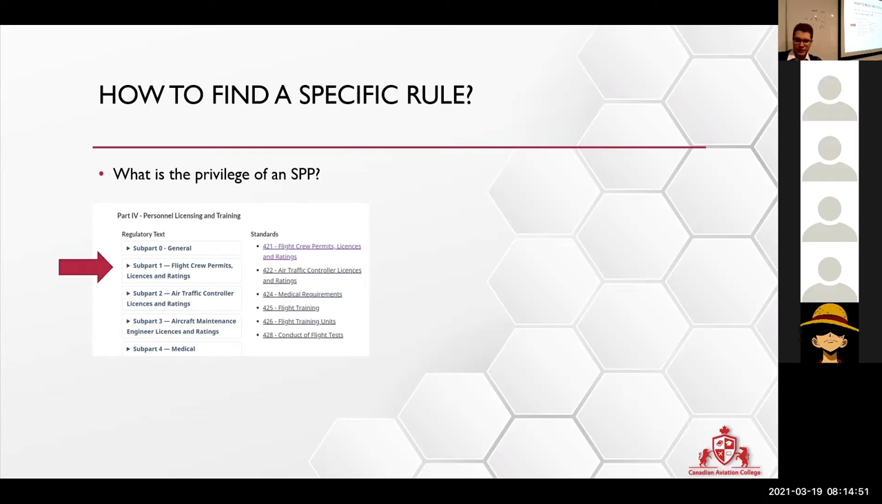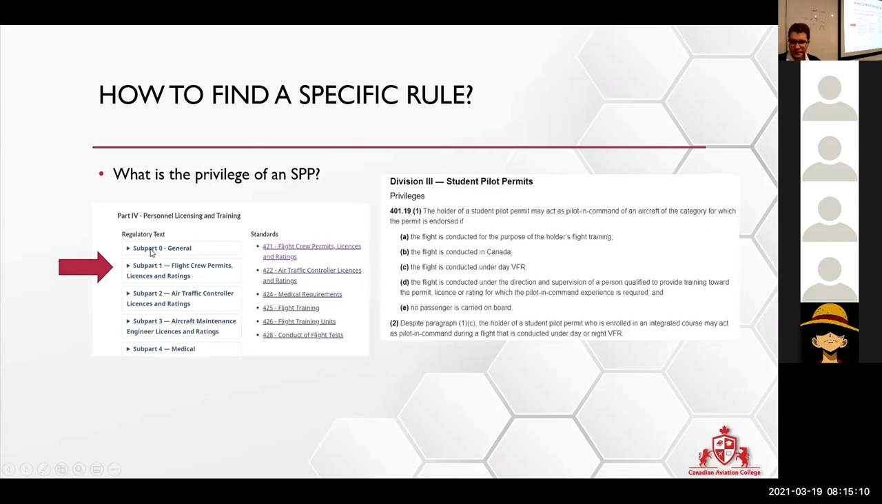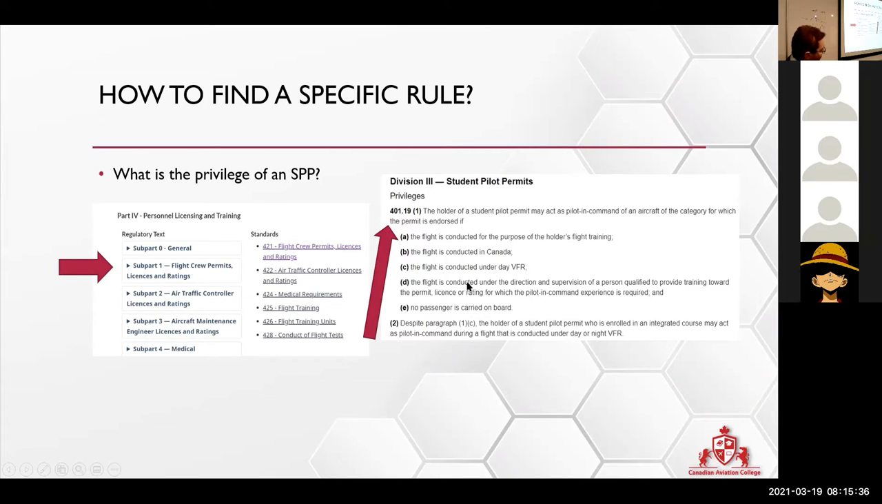Firstly, you go to part 4, personal licensing and training. Then you go to the subpart for flight crew permits, licences and ratings, and you'll see it right over there. The holder of a student pilot permit may act as pilot in command of an aircraft of the category for which the permit is endorsed if you're flying in the day only in Canada, no passenger is carried on board, under direct supervision. So you can't fly by yourself when the school is closed. You can't do any of that by yourself.